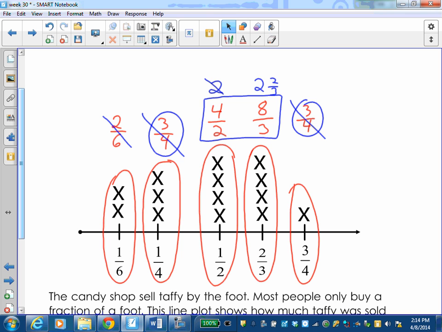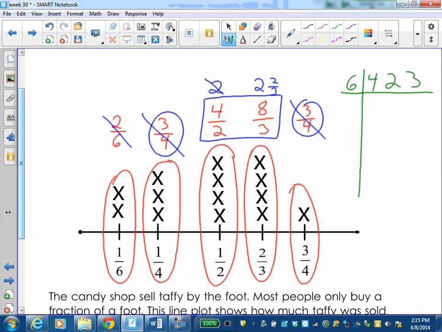Because what I notice is I have 2 over 6, 3 over 4, 4 over 2, 8 over 3, and 3 over 4. Well, I can't add fractions that have different denominators. I have a 6, I have a 4, a 2, and a 3, and then the other one is also a 4, so I don't have to worry about that one. I've got 4 different denominators. I need these denominators to be all the same.